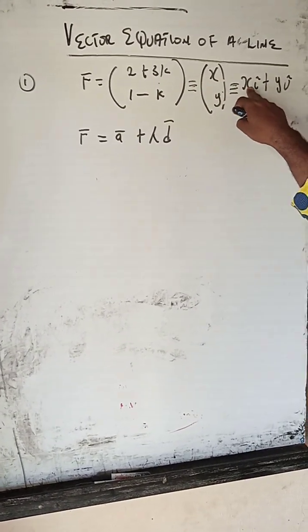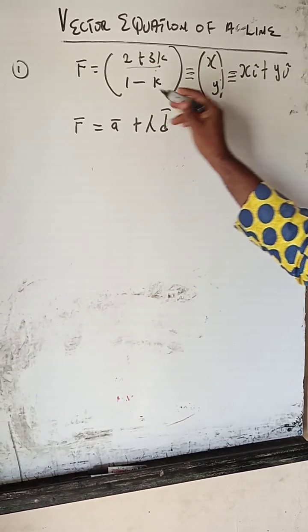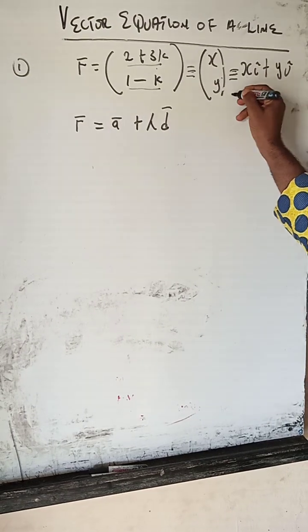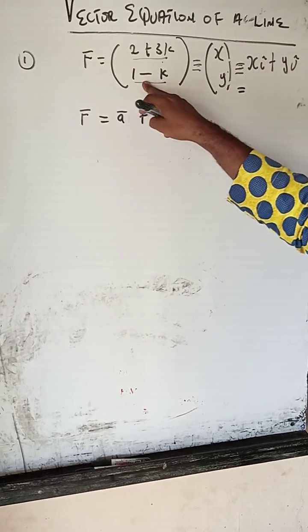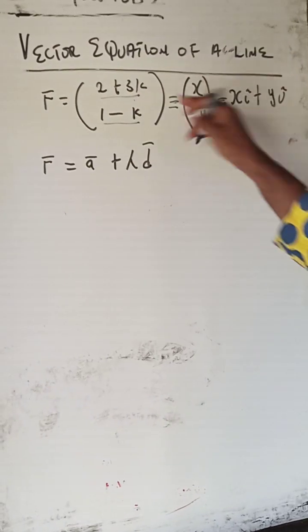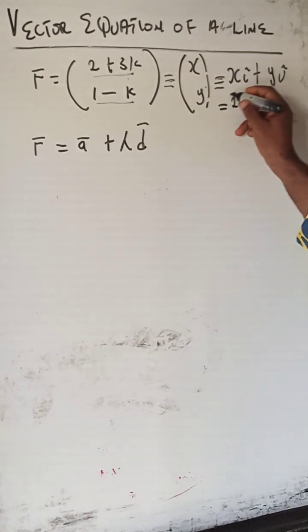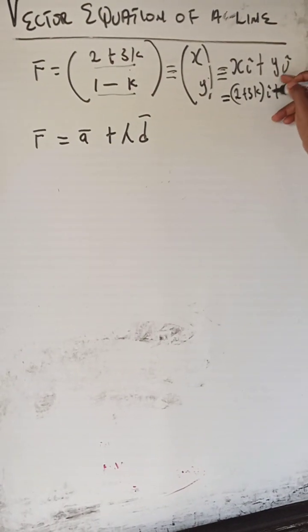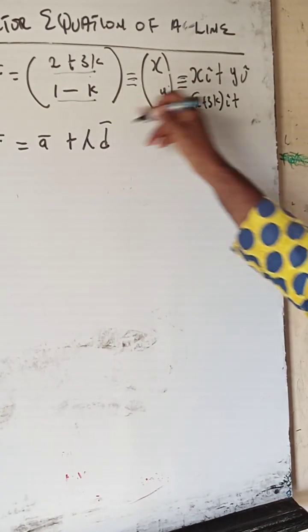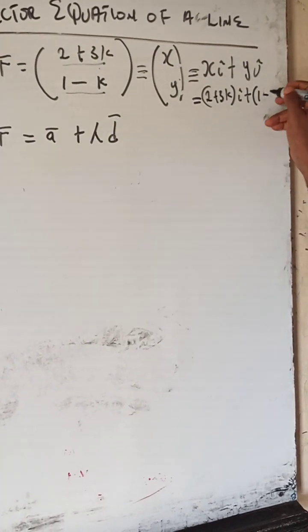In this case now, the x that we have here is the whole of this, and the y that we have here is the whole of this. So this particular vector r can be written, instead of x, we put 2 plus 3k, 2 plus 3k, then multiplying i. Then plus, instead of y, we put 1 minus k. That's 1 minus k, j.